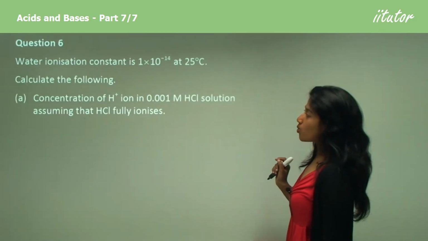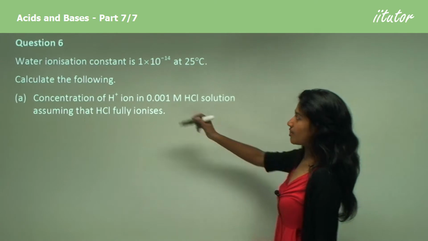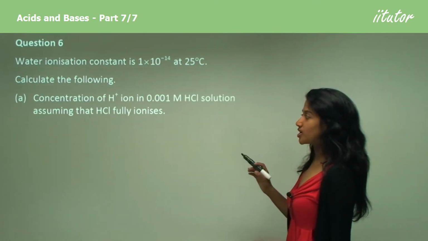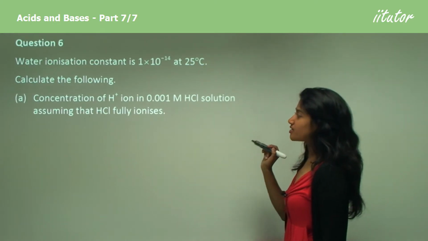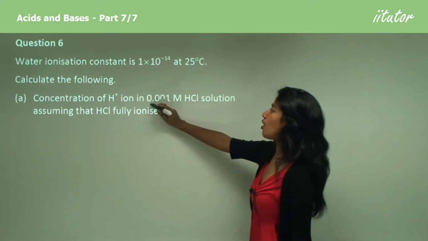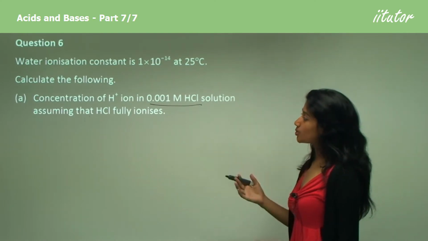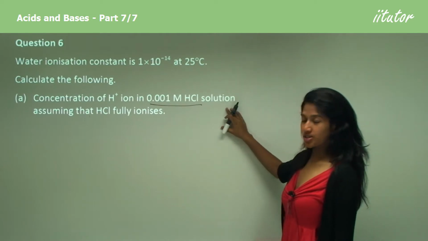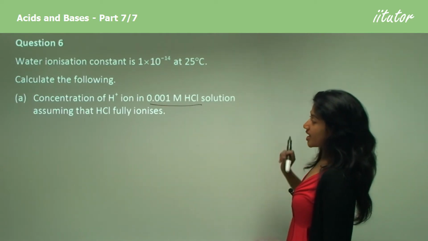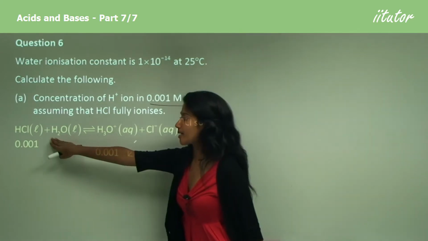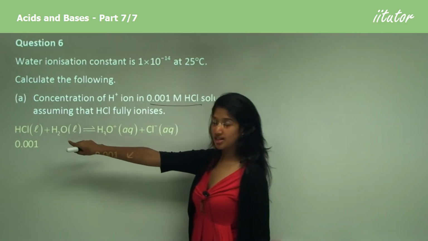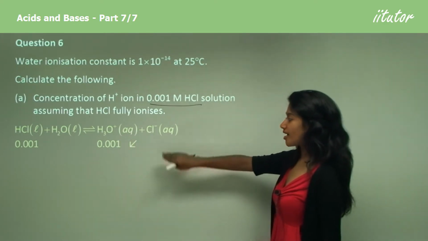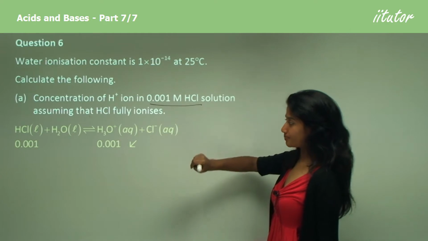Question 6. Water ionization constant is the following. At 25 degrees Celsius, calculate the concentration of the hydrogen ion in 0.01 moles of HCl solution, assuming that HCl fully ionizes. First of all, with such questions, you have to write the chemical equation. So here is a chemical equation. HCl, which is in liquid form, would ionize with water. It would produce a hydronium ion and a Cl minus anion.